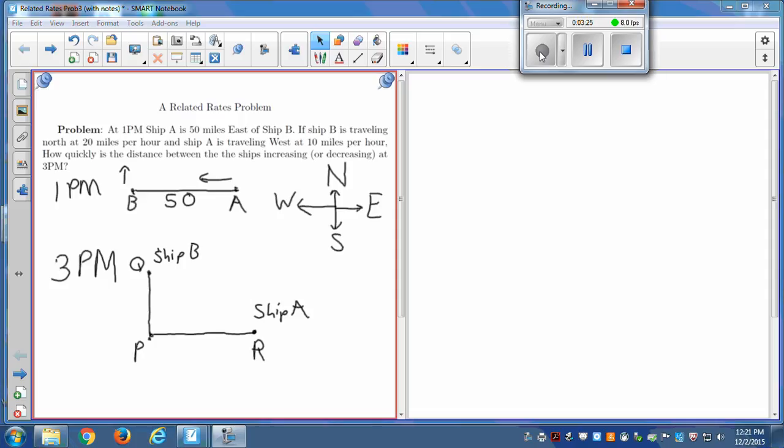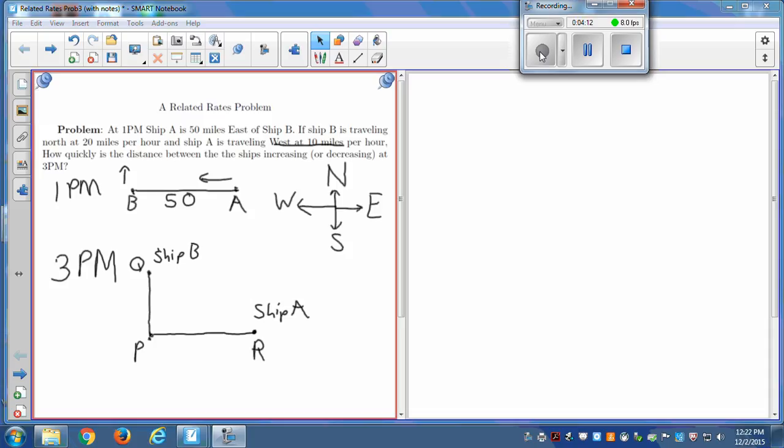So notice that ship A at 3 p.m. is still to the right of the point P, because ship A has only been traveling west at 10 miles per hour for 2 hours. So that means it will have gone around 20 miles by the time 3 o'clock comes around. So it's still going to be about 30 miles to the east of where the point P is. So we get a picture like that for what's going on at 3 p.m.